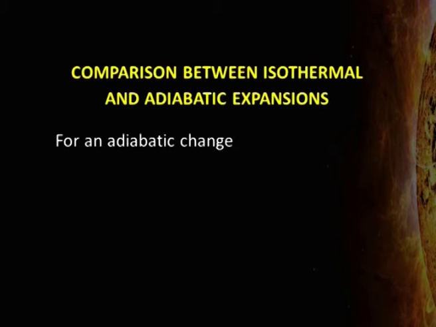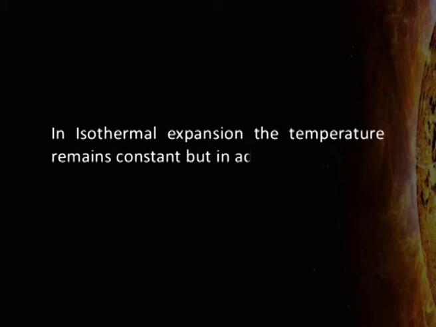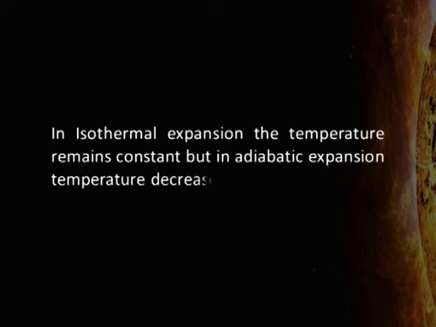But for an adiabatic change, PV to the power gamma is constant. The difference between the isothermal and adiabatic expansion is that in isothermal expansion, temperature remains constant, but in adiabatic expansion, temperature decreases. In isothermal expansion, heat is absorbed to make up for the work done by the system in expansion. But in adiabatic expansion, work is done at the cost of internal energy, which decreases the temperature.